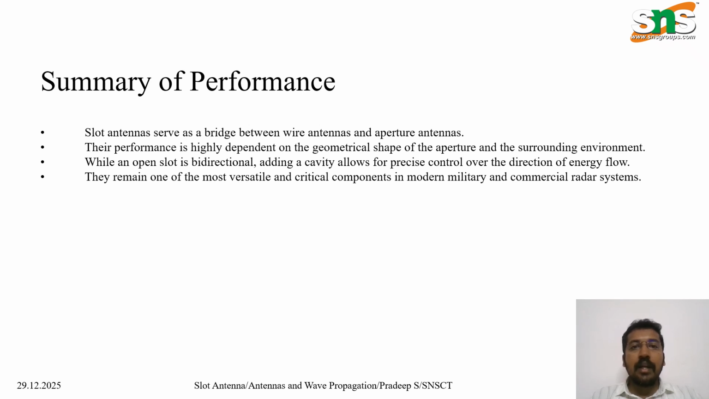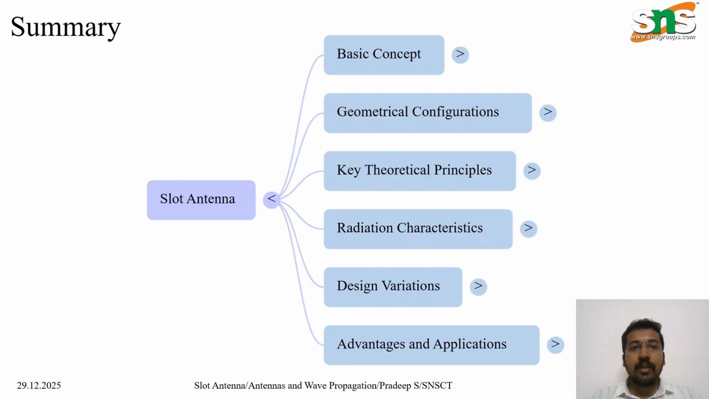To summarize, slot antennas combine characteristics of wire antennas and aperture antennas. Their performance depends on slot geometry and the surrounding conducting surface. Open slots produce bidirectional radiation, while cavity-backed designs provide directional control. Slot antennas remain important in radar and communication systems. The mind map view of the slot antenna concept is given in this slide.